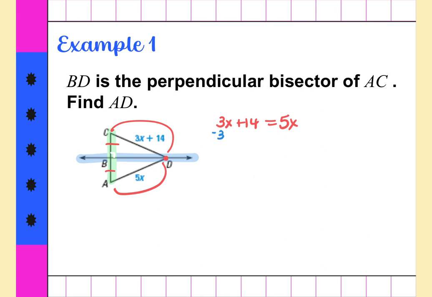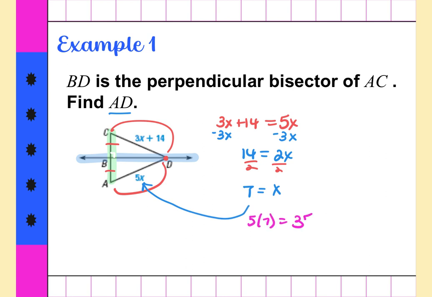I would subtract the 3x, and 14 equals 2x. Divide by 2, and x is 7. It wants the measure of AD, so I'm going to take 7 and plug it back in. It wouldn't matter which one we plugged it back into because they should be congruent, but that one's definitely the simpler one. 5 times 7 is 35, and the length of AD is 35.